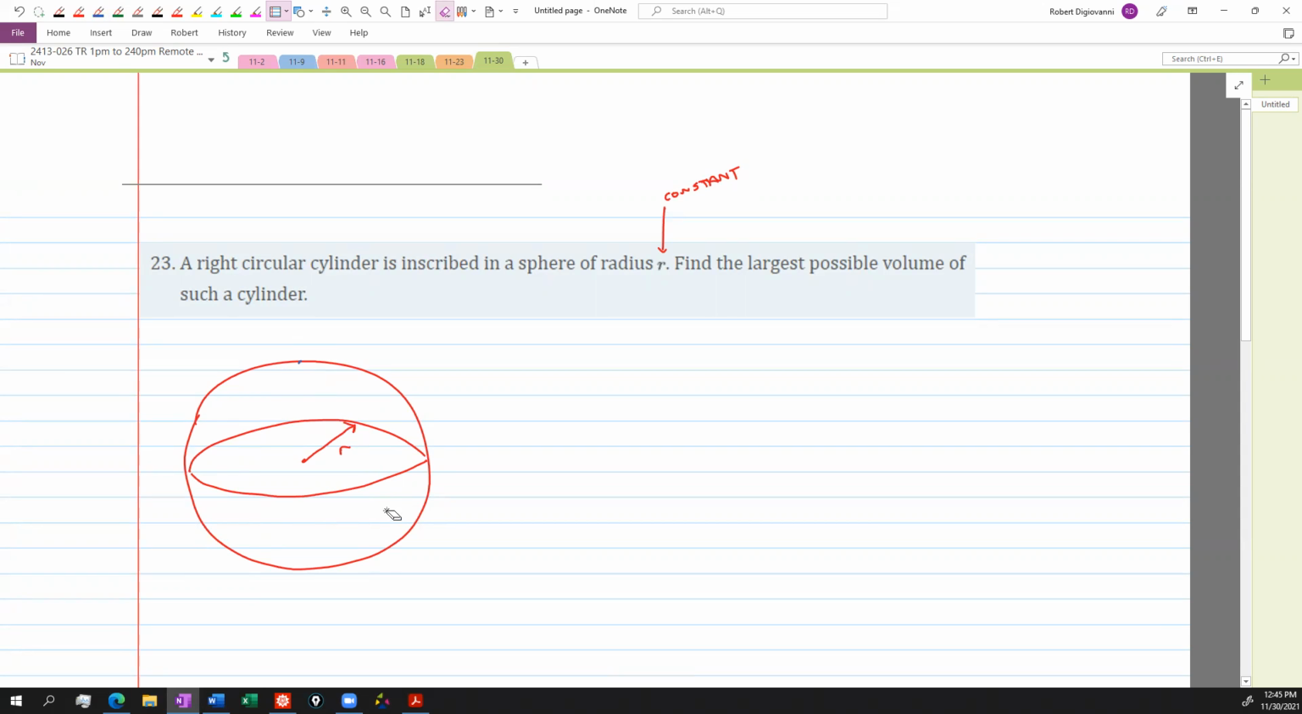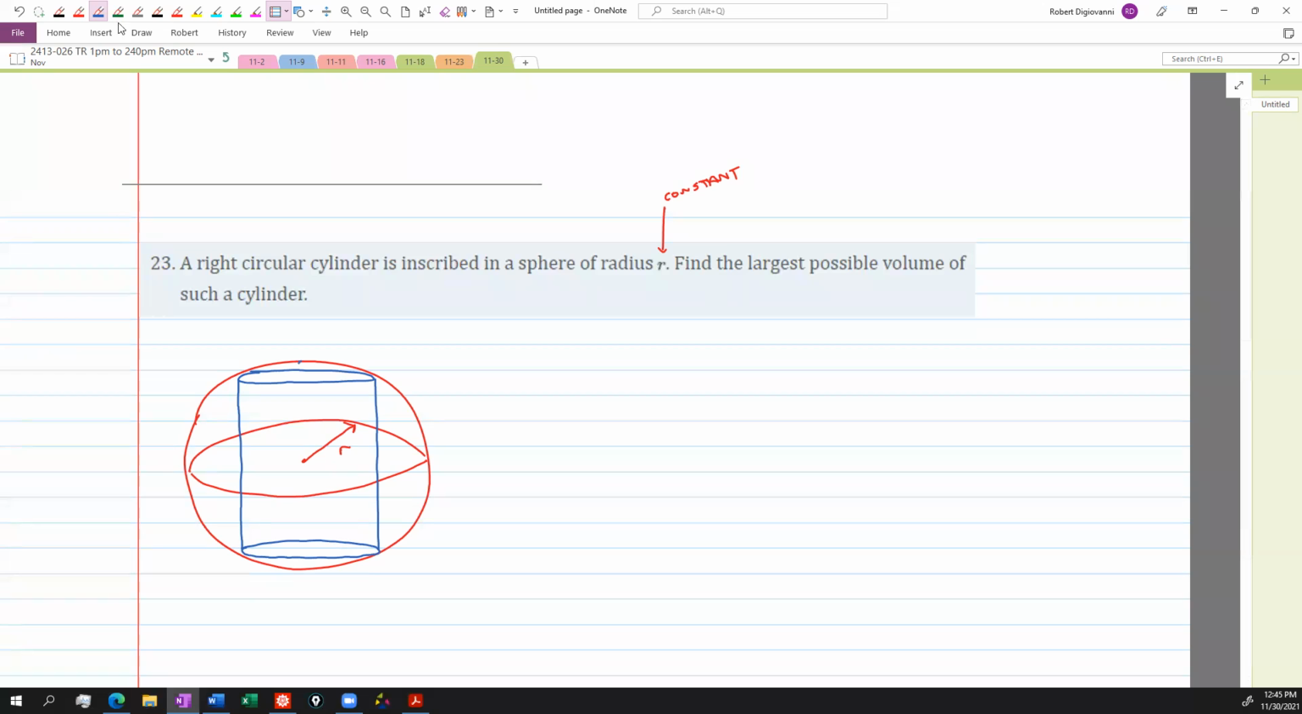Oops. That's probably why people have problems. Okay, the cylinder is in here like this. So it looks like this, not a cone. With me? Yes. Okay, so we want to find the largest possible volume of that cylinder.